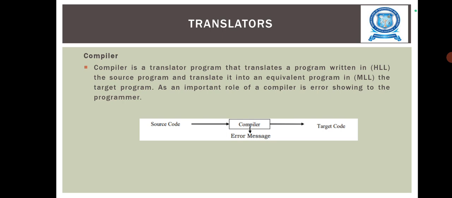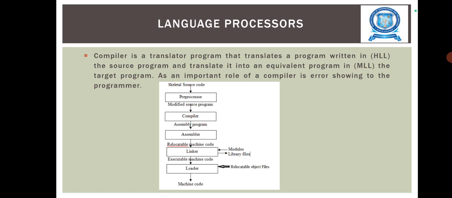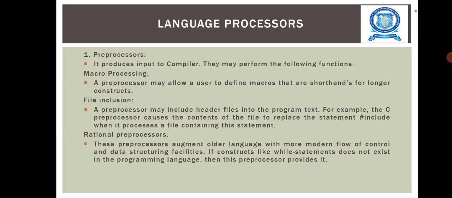The next one is compiler. It is a translator program that translates a program written in high-level language, that means the source program, and translates it to an equivalent program in machine language, the target program. An important role of a compiler is error showing to the programmer.